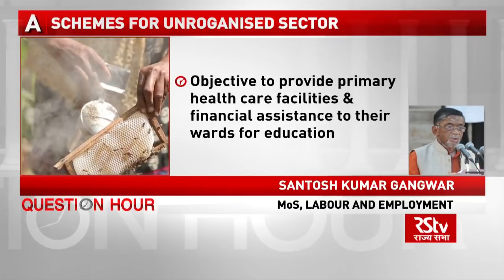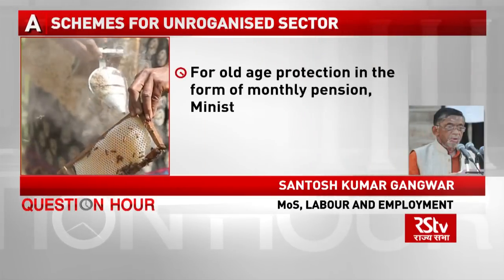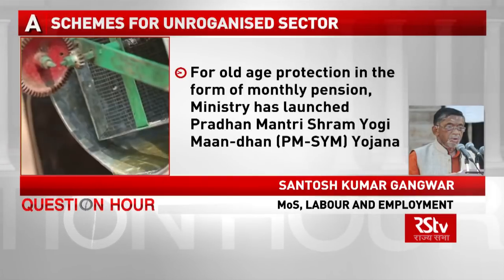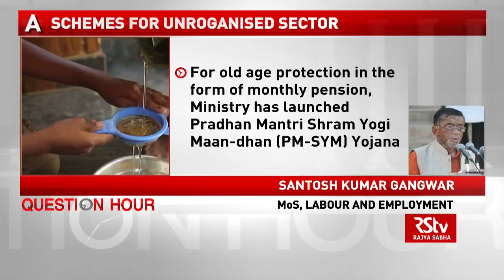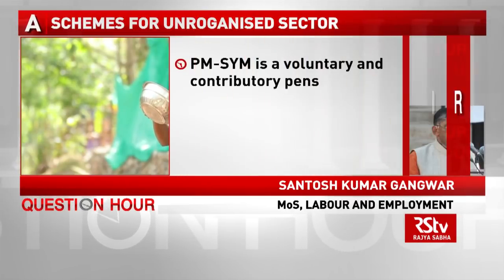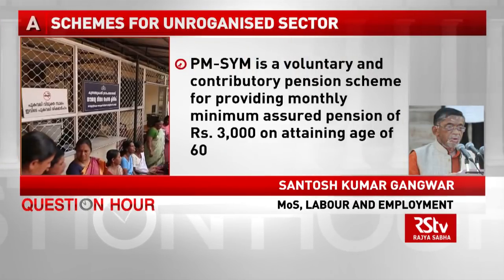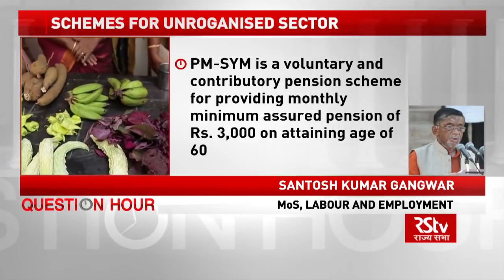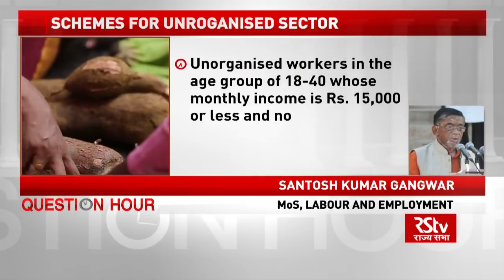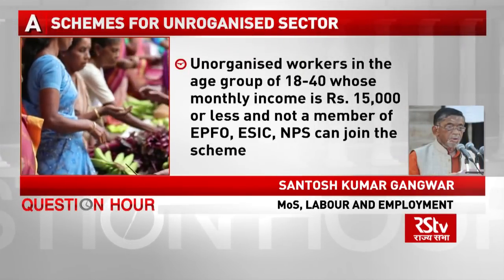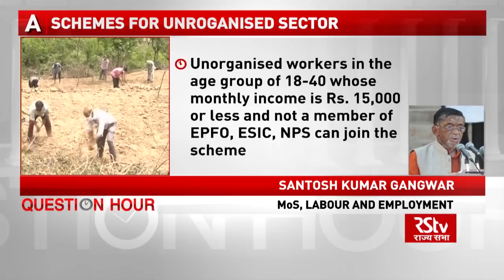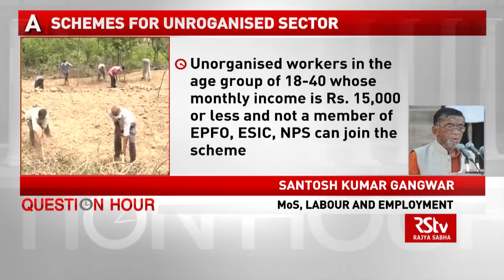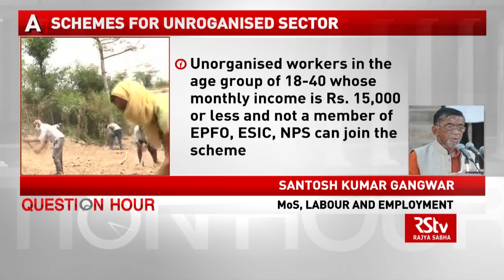For old age protection in the form of monthly pension, the Ministry of Labour and Employment in 2019 has launched Pradhan Mantri Shram Yogi Maan Dhan Yojana, which is a voluntary and contributory pension scheme for providing a monthly minimum assured pension of 3,000 rupees on attaining the age of 60 years. The unorganized workers in the age group of 18 to 40 years whose monthly income is 15,000 or less and who are not a member of EPFO, ESIC, NPS or government funded schemes can join the scheme.